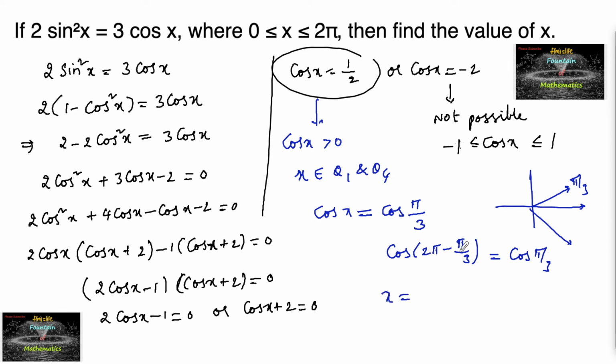X is equal to 2 pi minus pi by 3, that is 5 pi by 3. So we have x is equal to pi by 3 and x is equal to 5 pi by 3. These are the two solutions for the given equation in 0 to 2 pi, right? Thank you.